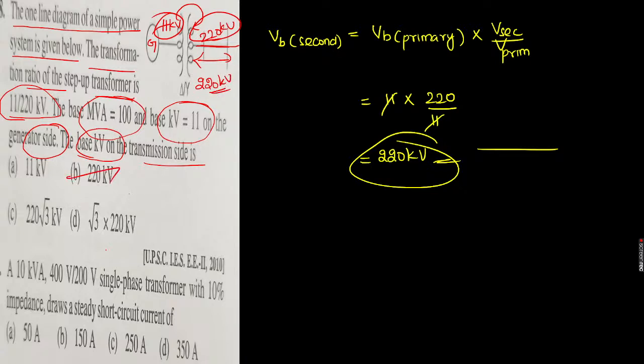Option B. Sir, don't get confused with this root 3 at all. Actually, the parameters given for the transmission line will be line voltages. The transformation ratio, the turns ratio, will be in terms of line voltage. So directly you can take the line voltage as it is. You don't need to consider that root 3 at all.